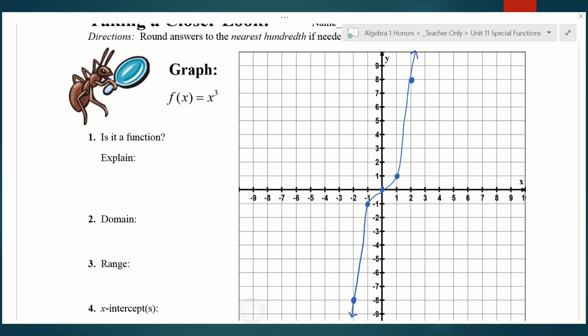So is this a function? Yes. We can say it passes the vertical line test. We can say every input has exactly one output. Whatever your favorite explanation is.